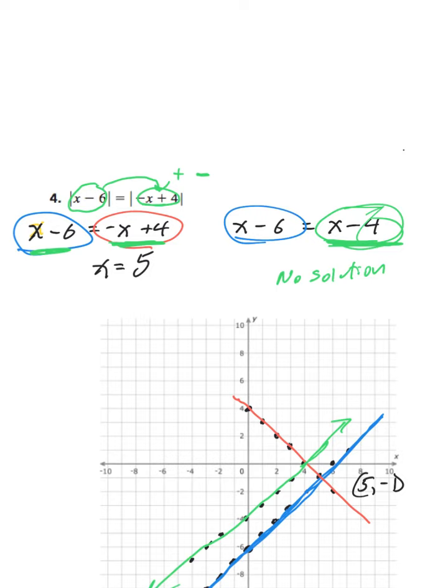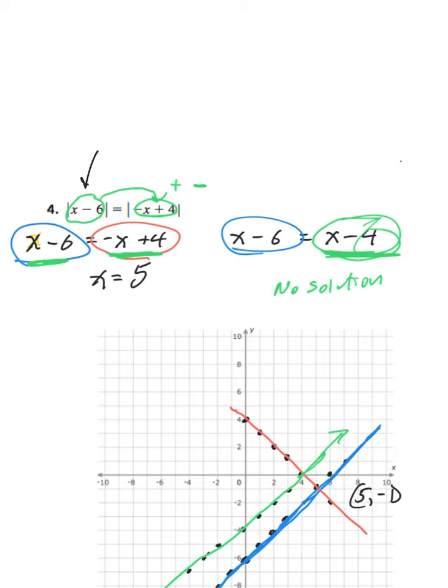But anyway, if I put a 5 in here, I get the absolute value of 5 minus 6 equals the absolute value of negative 5 plus 4. Can you guys check and see if that works? What's 5 minus 6? Absolute value of negative 1 equals absolute value of negative 1. Is that correct? Yeah, 1 equals 1. Okay, so a unique way of solving and getting the answers, right?